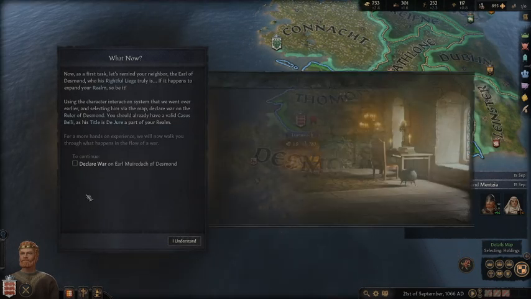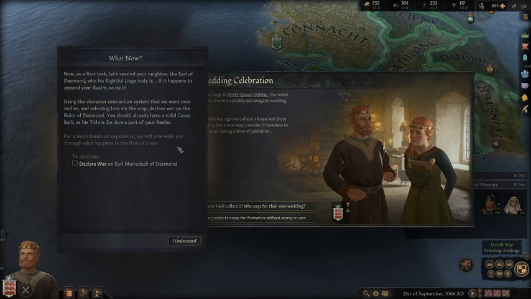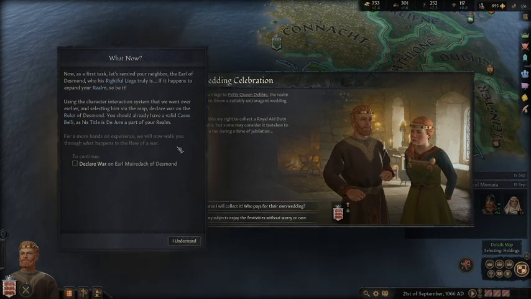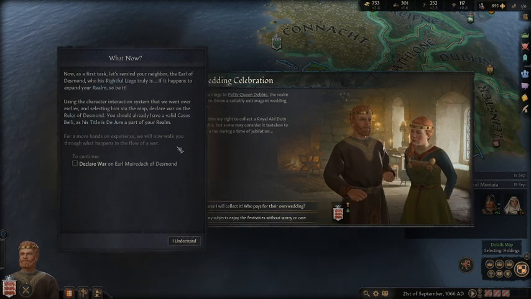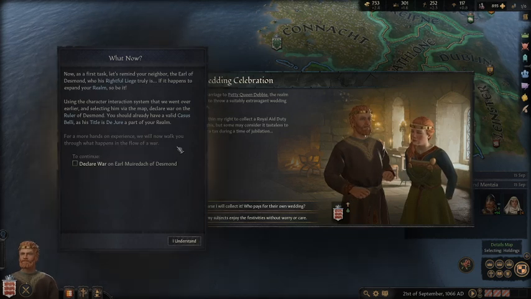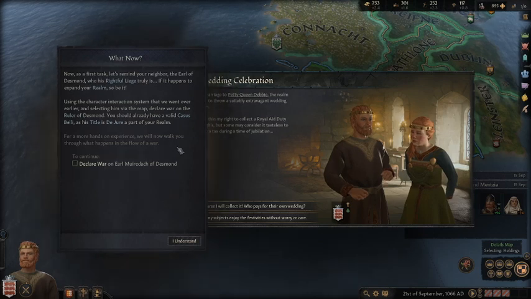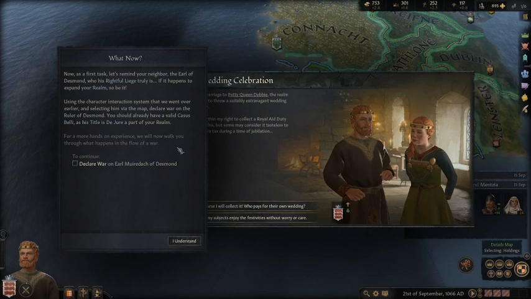What now? Now is the first task. Let's find your neighbor, the Earl of Desmond. If it happens to expand your realm, so be it. Using the character interaction system that we went over earlier, and selecting him via the map, declare war on the Earl of Desmond. You should already have a valid casus belli as his title is de jure a part of your realm. For more hands-on experience, we'll now walk you through what happens in the flow of war.